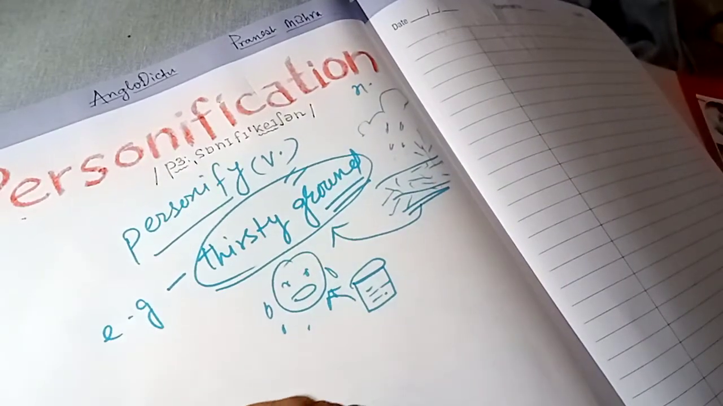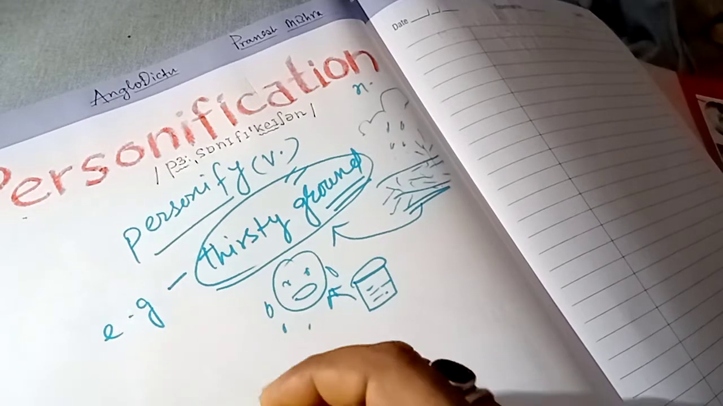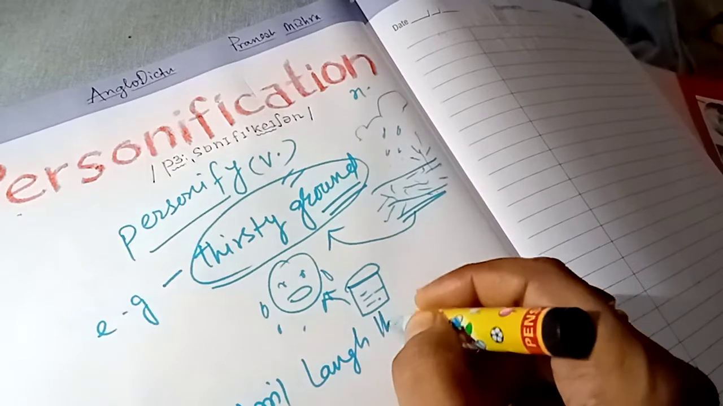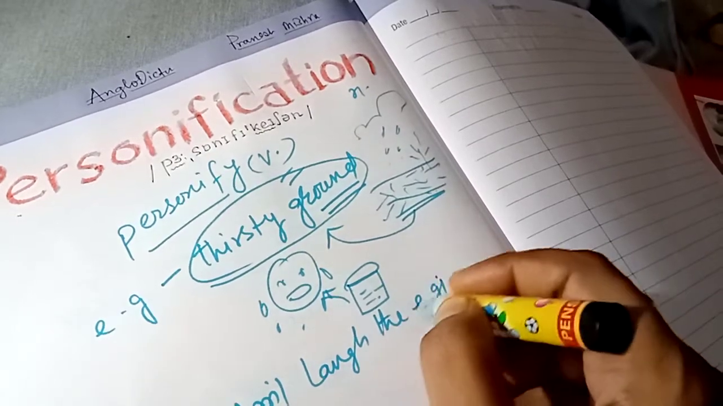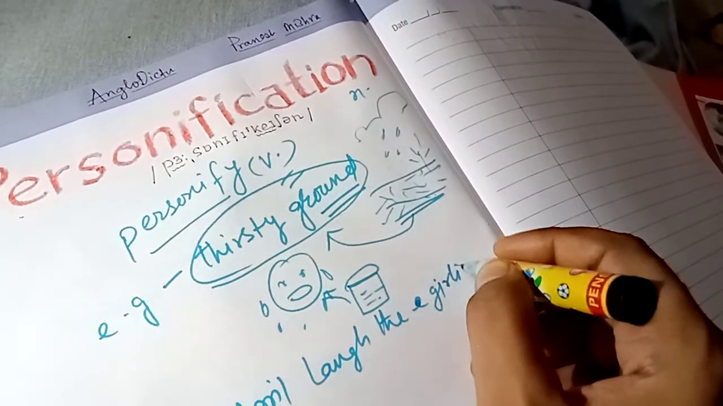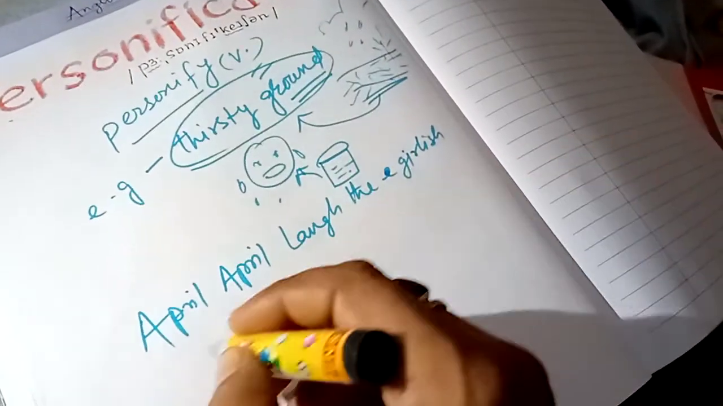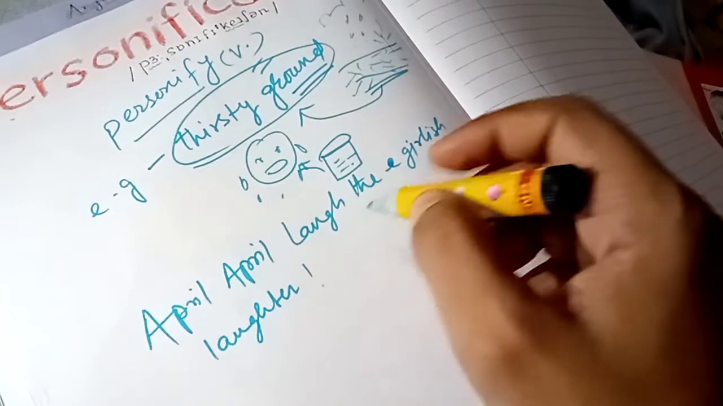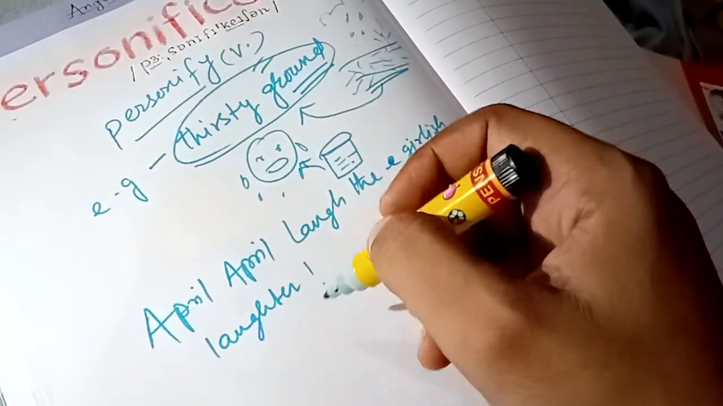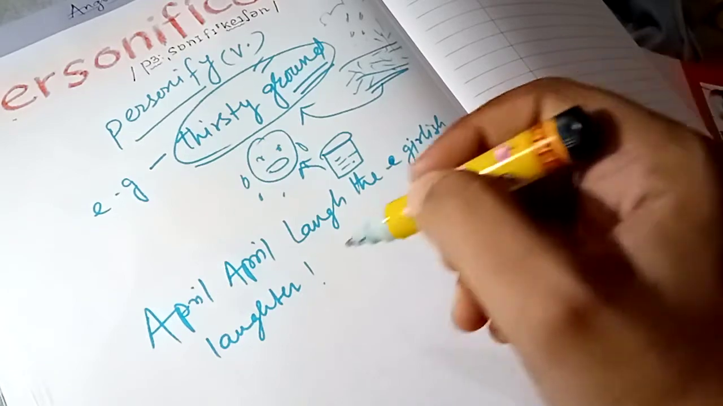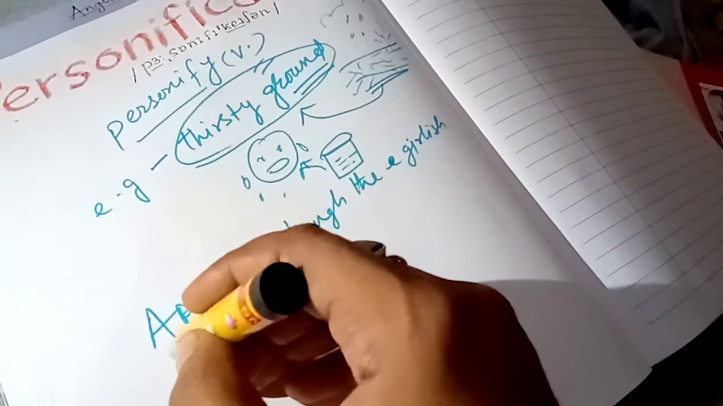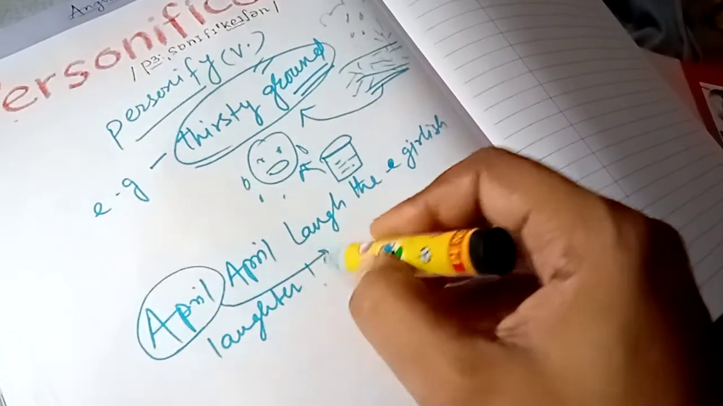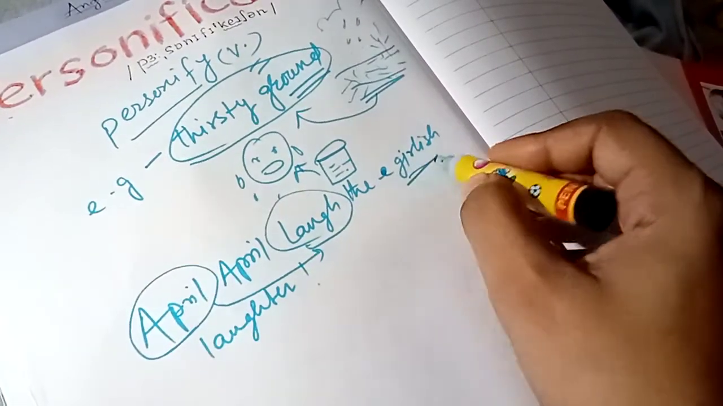Another example is: April laughs, the girl is laughter. April laughs, the girl is laughter. So April is a month. How can a month laugh like a girl?